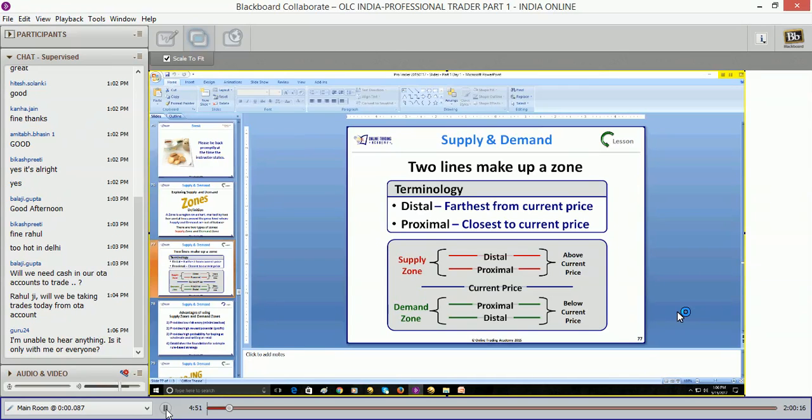Okay, guys, let's go ahead and start. Too hot in Delhi, says Vikas.